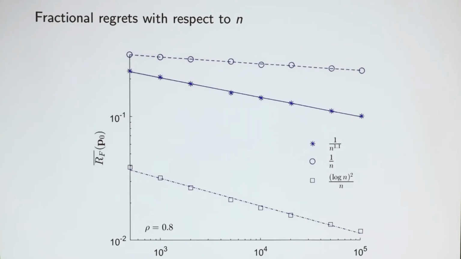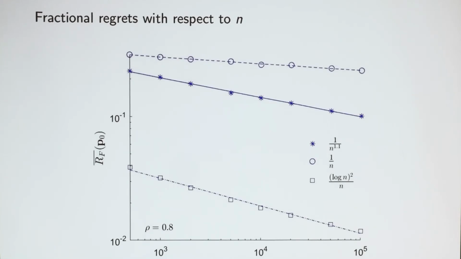What about as n grows large? We can see in this figure that we actually do the numerical experiments and plot the average fractional regret in the log scale. And we can see that the x-axis is the size of the network, and as the size of the network increases under different network densities, all these fractional regrets are decreasing in n. And this confirms one of our previous theoretical results.